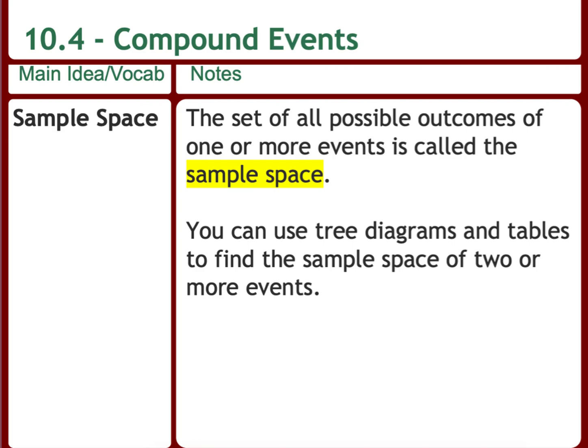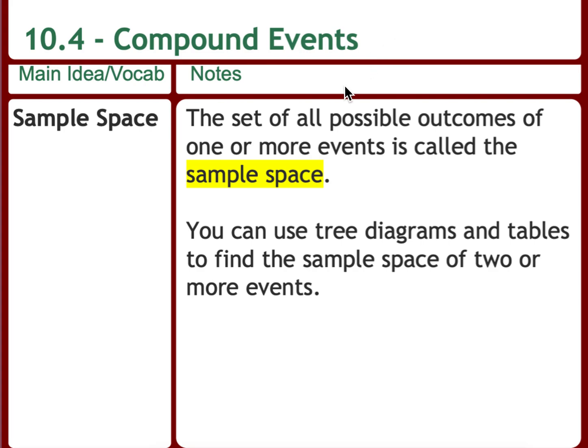Hello everyone, welcome to today's lesson on compound events. Up until this point, we have been just finding probabilities and possible outcomes for a single event, like just rolling a cube or picking a tile. But now we're going to look at compound events. So it might be rolling a cube and picking a tile, or spinning a spinner and flipping a coin.